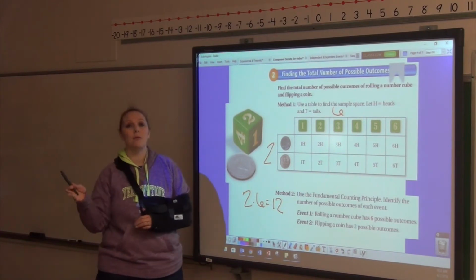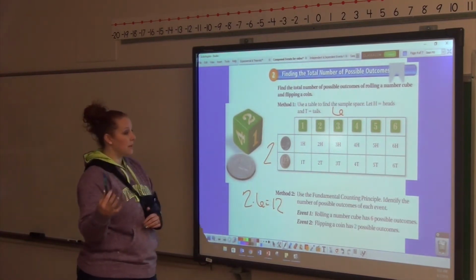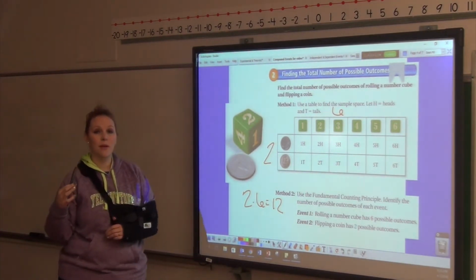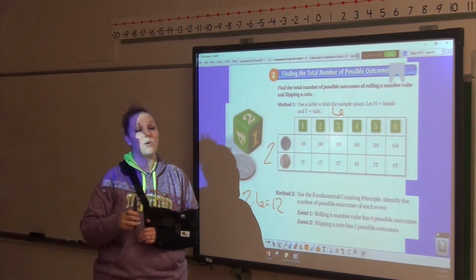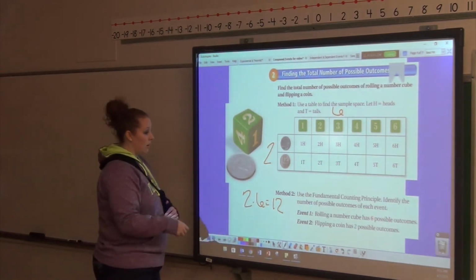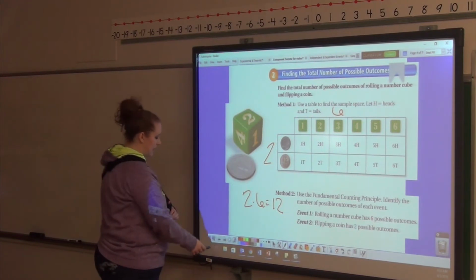I don't care if you use a table. I don't care if you use the fundamental counting principle. I don't care which method you use as long as you understand it and you can explain it. All right, so the 12 possible outcomes here.